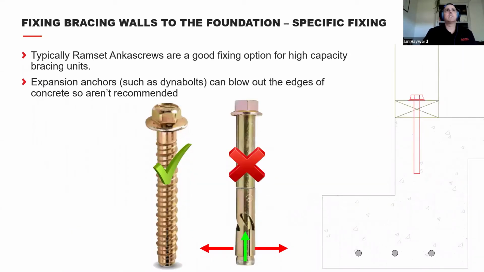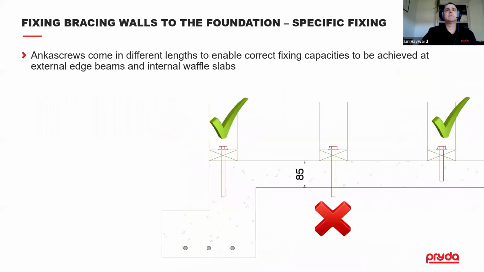So once you've done all that, you've got to make sure that the bracing wall is fixed to the foundation. And again, it gets back to these specific fixings. We typically don't recommend expansion anchors like dynabolts, because as you start to tighten the nut on the thread here, this lug pulls up into the sleeve and the sleeve expands outwards. And what can happen as you get near the edge beam for these concrete edges, it'll spoil the edge of the concrete. So we typically recommend anchor screws, 100mm and 150mm anchor screws from Ramset, because they tend to core into the concrete rather than expand them out, so you don't get that blowout at the concrete edges.